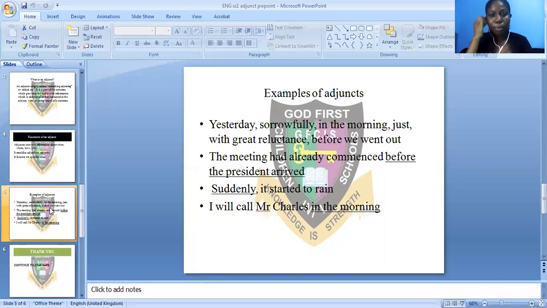The third example we'll look at is, I will call Mr. Charles in the morning. Now, I will call Mr. Charles is also a complete sentence on its own, just like what we have in it started to rain, and the meeting had already commenced. They are all sensible sentences. But when we add another group of words or another word to it to give us more information about the action in that sentence, then what we are adding is the adjunct.